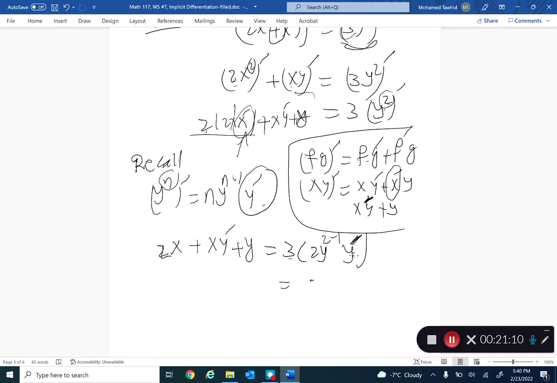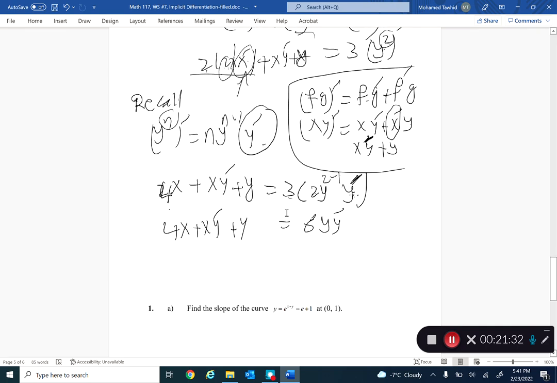For this one, you have 2 and 2x, so this one should be 4x, 2x multiplied by 2. And here 3 multiplied by 2, you get 6, and here y prime. And here you have 4x plus x y prime plus y. So that is step number 1. I took the derivative of both sides and then I simplified as much as I can.